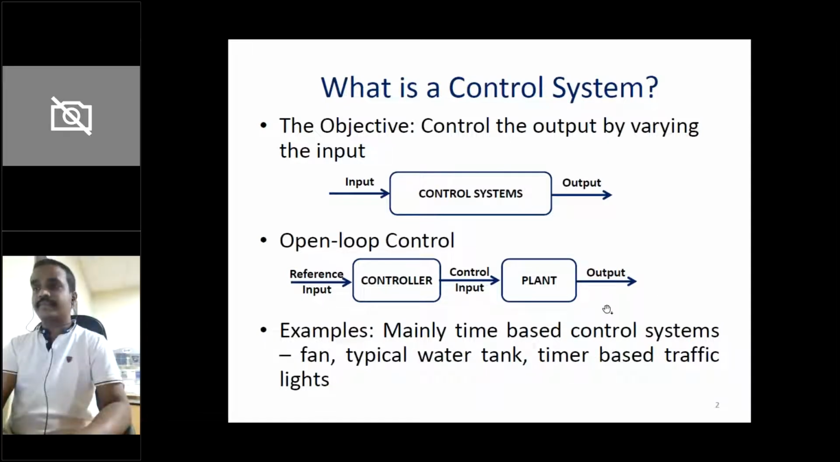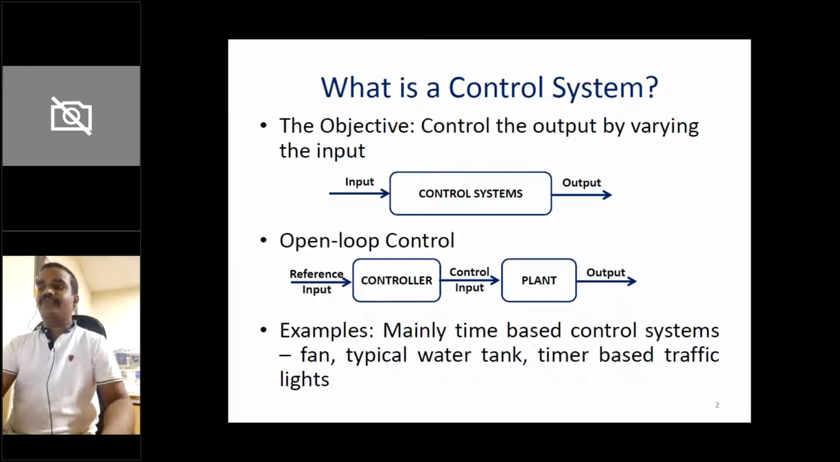But in realistic systems, this open loop control will not work if the system has uncertainties, and if you don't know the exact behavior of the plant or the controller or the various external disturbances, then this is not going to work. These open loop controls are mainly time based control systems. For example, the fan, a typical water tank, and timer based traffic lights.